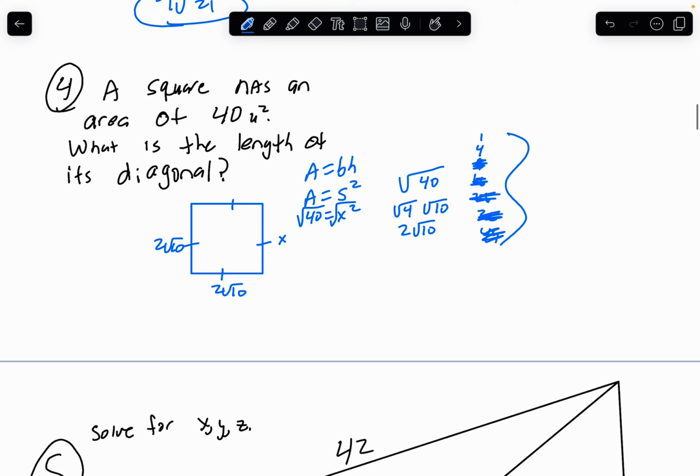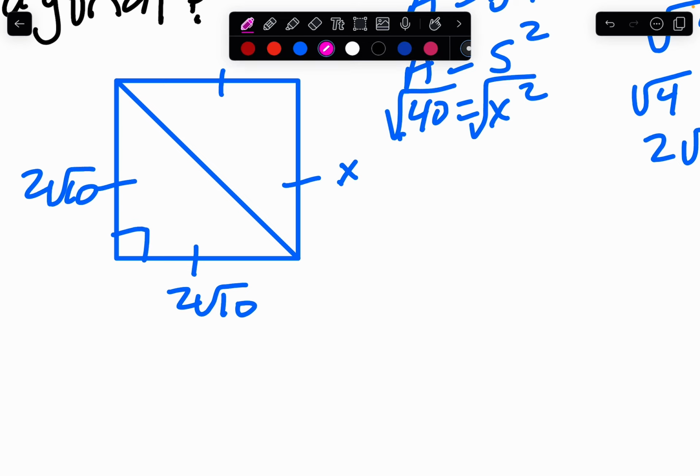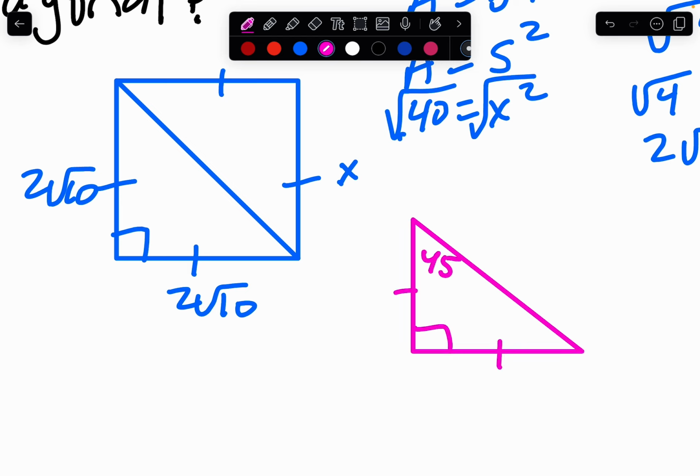All right. So they gave us the area. We had to take the square root to figure out how long each side was. How long is the diagonal? Well, if this is a square, that means that the corners are 90. So what we're effectively working with here is a right triangle that has 2 equal sides. That's a 45, 45, 90.